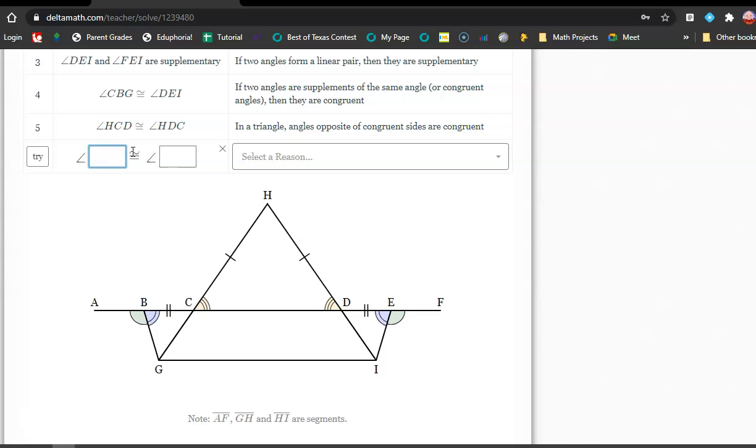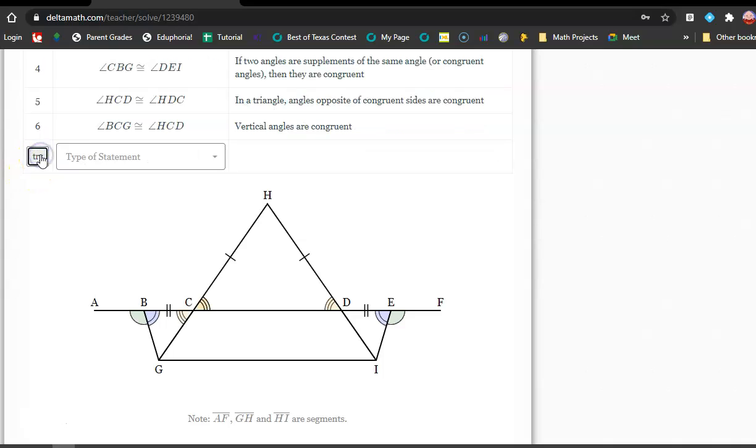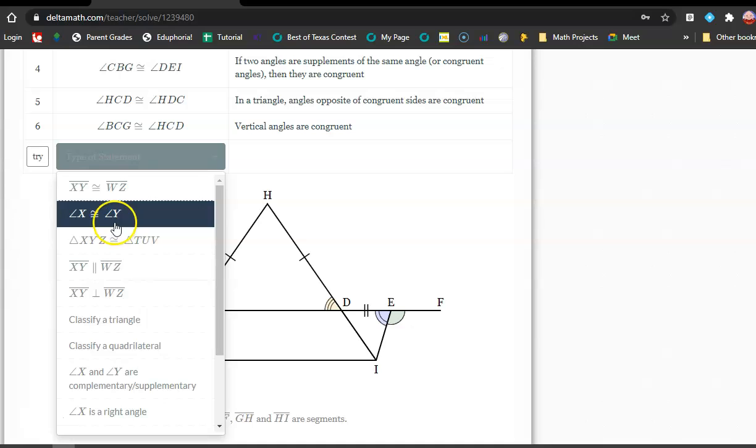So that would be angle BCG. Angle BCG is congruent to angle HCD. Why? Because they're vertical angles. Vertical angles are congruent to each other. So those are congruent. And you know what? That means these two are going to be congruent. So we're going to have some angle congruence there.